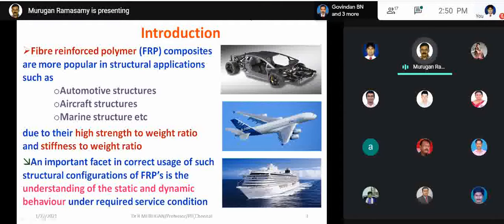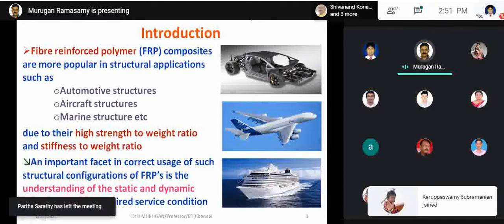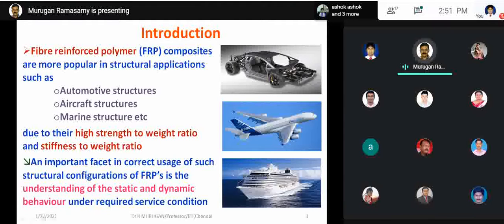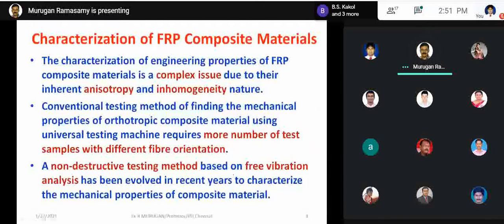And also during service, it will be subjected to some static and dynamic load conditions. So to understand this material behavior, we should know the different material properties, right? For that only we are doing the characterization. It is called material characterization. Normally, material characterization means we are trying to find out the various physical, mechanical, and chemical properties. We are not going to see any physical or chemical property. Here we are focusing only on the mechanical properties of this FRP composite material.